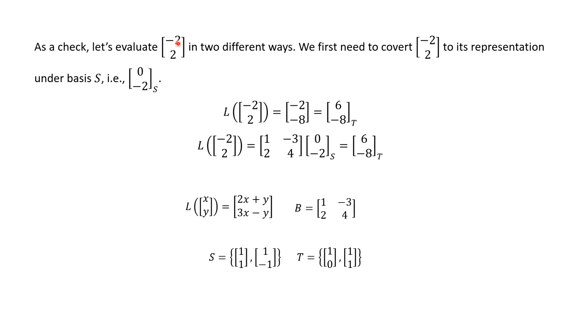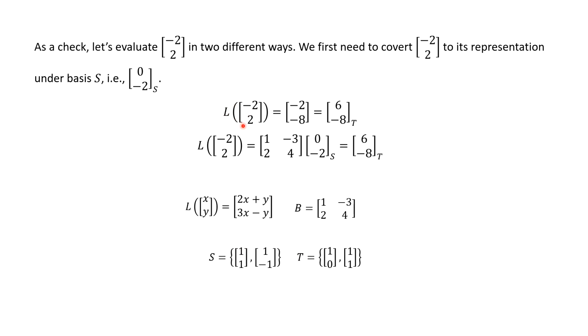So let's use minus 2, 2 again as our test case. The first thing we want to do is, since we're working on two different bases, which I copied down here so you don't need to page back, S and T. So this is the basis for the codomain. So first thing is we need to represent minus 2, 2 in terms of S. And if you take 0 times the first one and then minus 2 times the second, you would get minus 2, 2. So this is the representation of this in terms of the basis S.